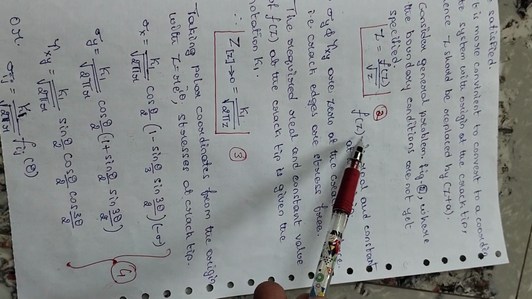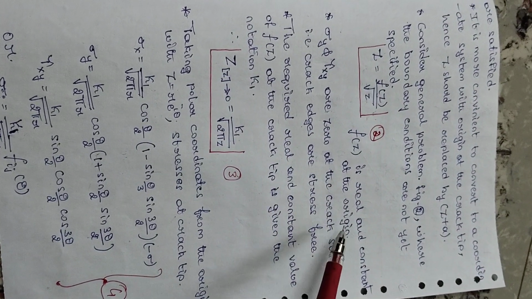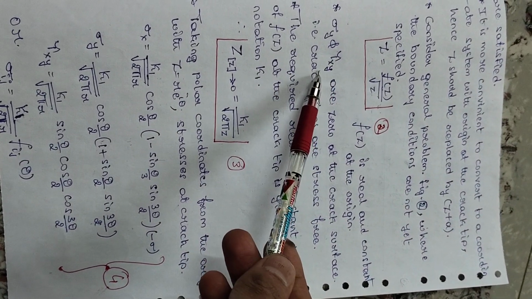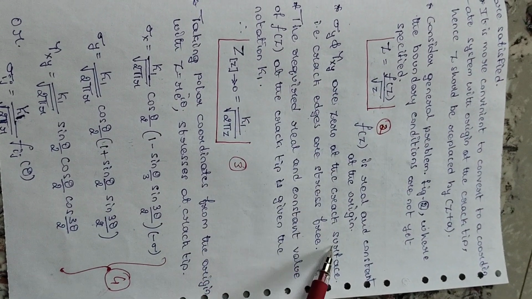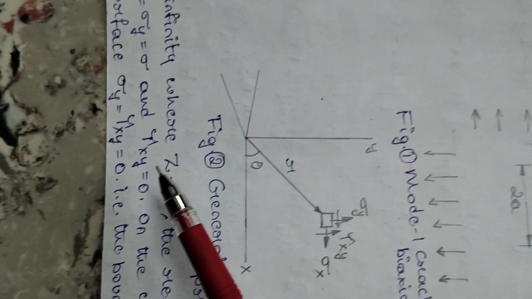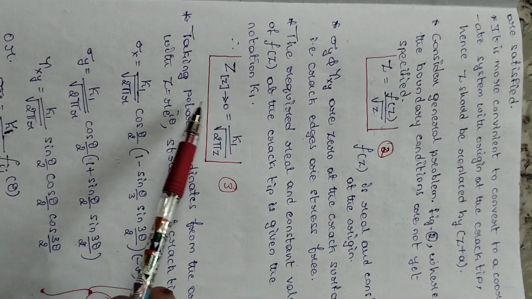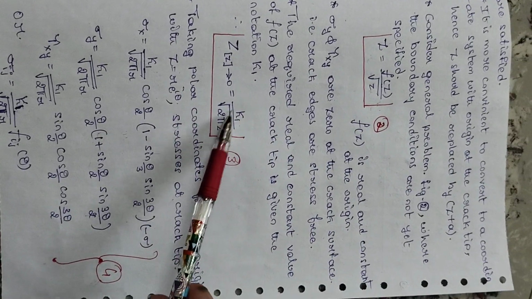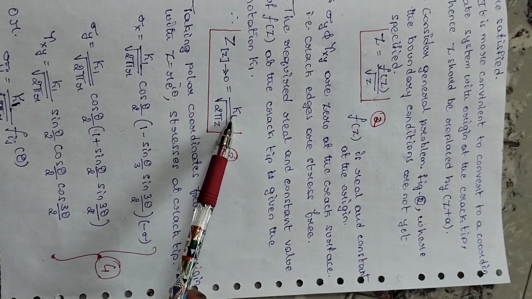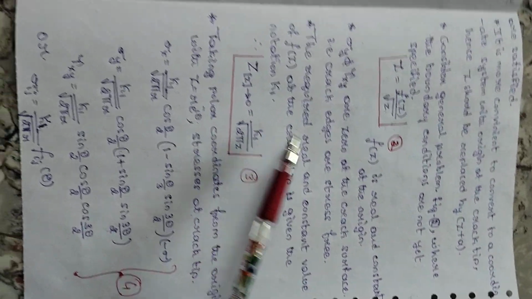Here phi of z is real and constant at the origin, and sigma y and tau xy are 0 at the crack surface, that is, the crack edges are stress free. That is what is shown here, it is stress free. And next, K is for mode 1, this is a mode 1 crack. So this is a relevant relation.